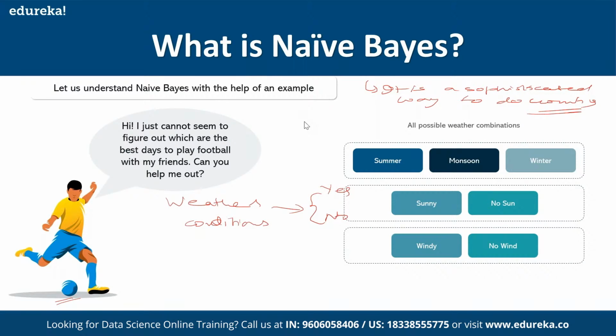Okay, you have been given an input of weather conditions today, and based on those weather conditions, you have to say whether it is a good time to play football or not. The other key takeaway I told you was that Naive Bayes is a very simple machine learning algorithm, which is nothing but a sophisticated way to do counting. Let us understand it very simply.